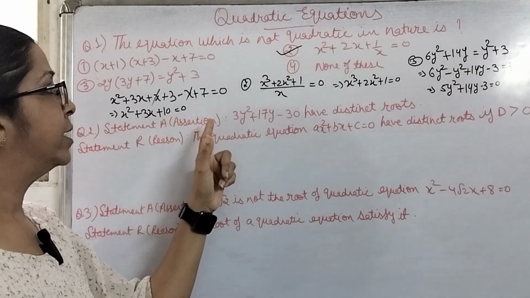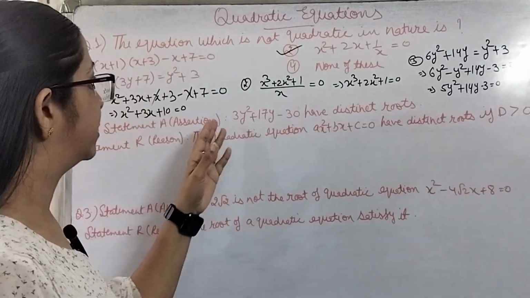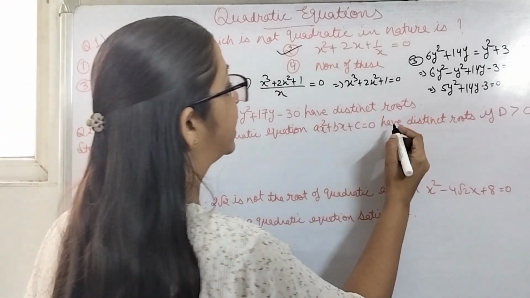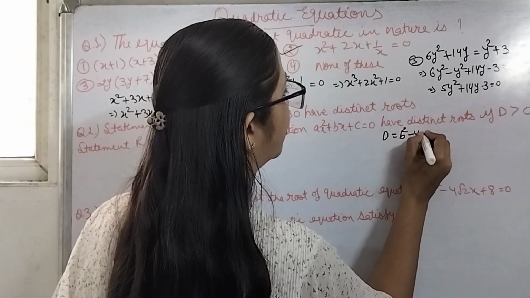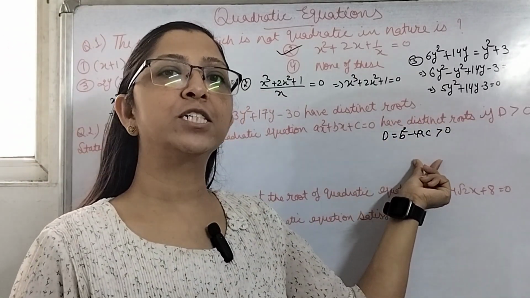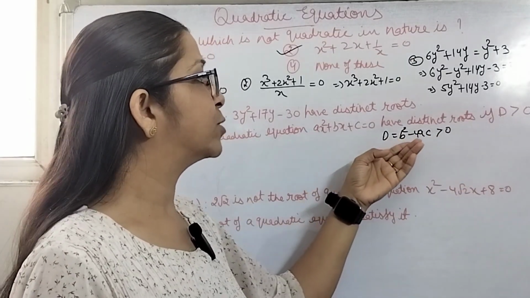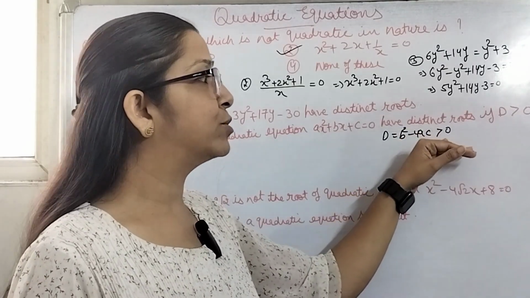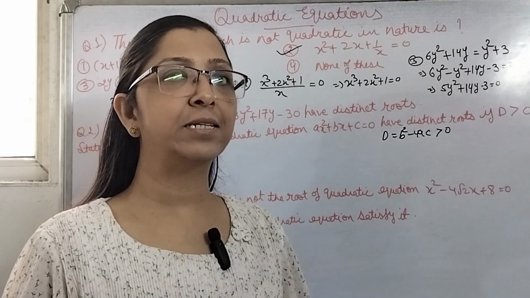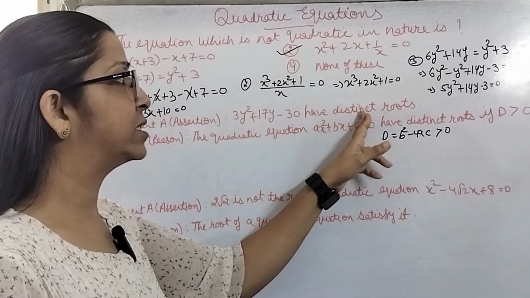Statement A, assertion: 3y square plus 17y minus 30 has distinct roots. So we have already learned in the previous video that if there are distinct roots, the condition is that the discriminant D, that is b square minus 4ac, should be greater than 0. If the value of D, that is b square minus 4ac, is greater than 0, then we have distinct roots. If the value of D is equivalent to 0, then we have the same roots. And if the value of b square minus 4ac is less than 0, then we have no real roots. So over here it is asked whether it has distinct roots or not.